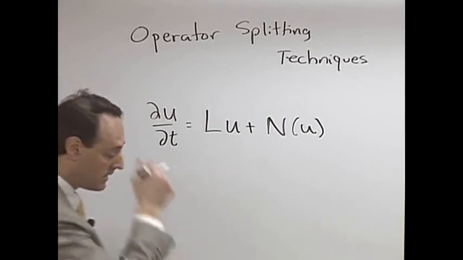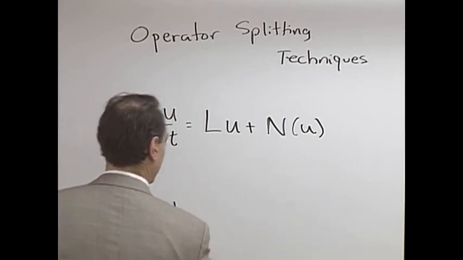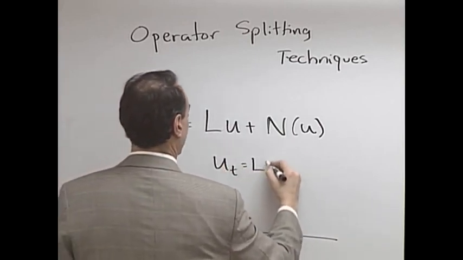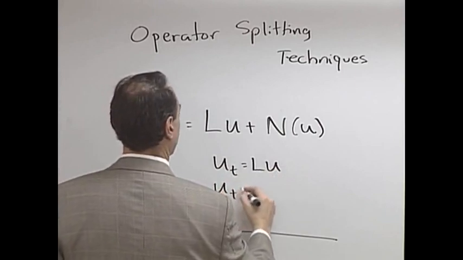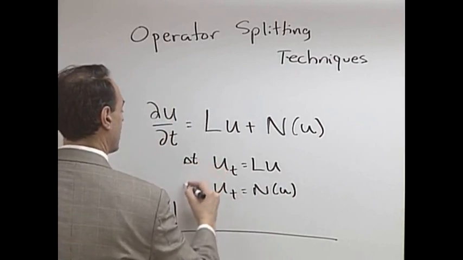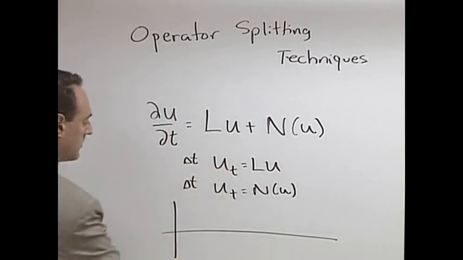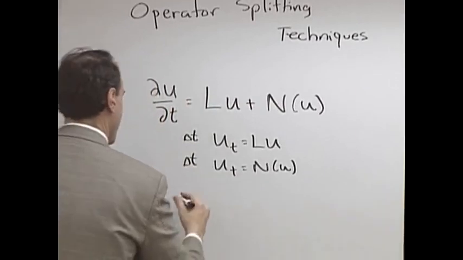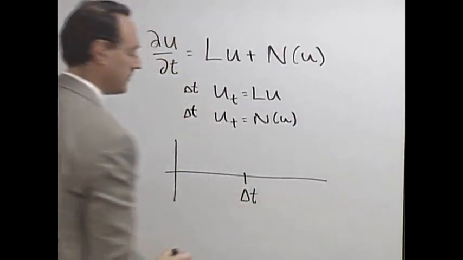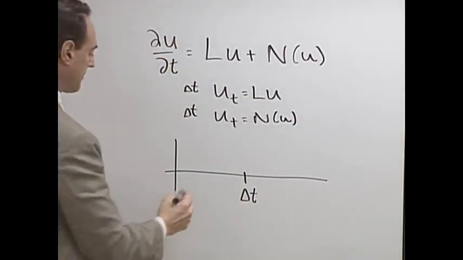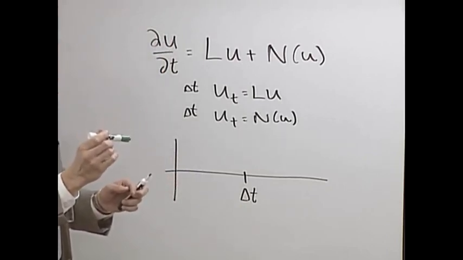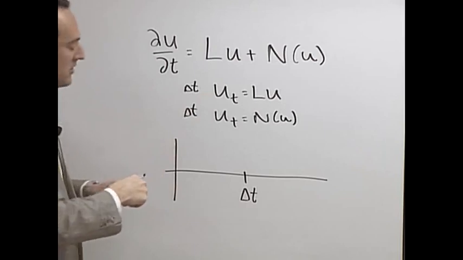What we're going to do is break this up into two pieces: u_t equals Lu, and u_t equals Nu. And we're going to take a delta t amount of this and a delta t amount of this. So I want to step forward delta t into the future. Green will represent taking steps with Lu. So let's do that one first.